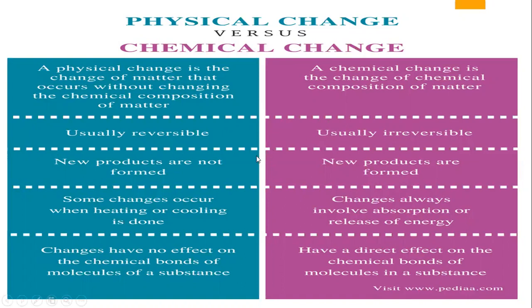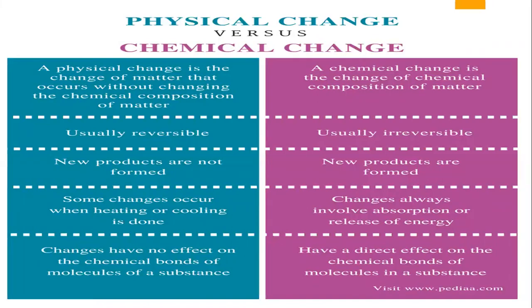In the case of physical changes, new products are not formed. They are just going to change their form. In the case of a chemical change, there is the production of a new substance. As we have discussed in the earlier examples, like vinegar and baking soda, there is the formation of new substances. Some changes occur when heating or cooling is done, whereas chemical changes always involve absorption or release of energy.